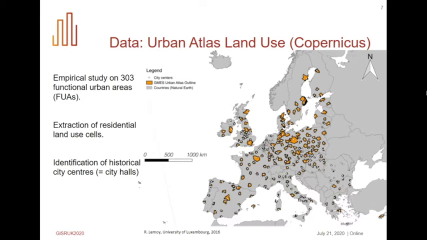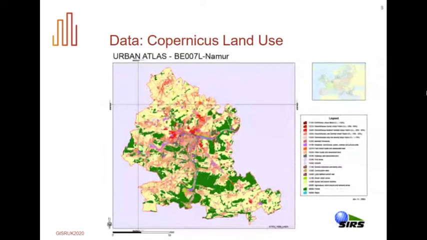So this is the first data source, and the second data source is the population grid at the 1 square kilometer spatial resolution by Eurostat. And then we combine the two data sets. So this is just an example for one city in Belgium. This is how it looks like.